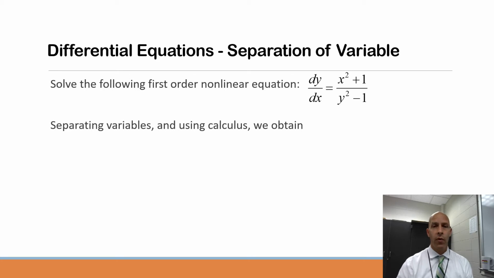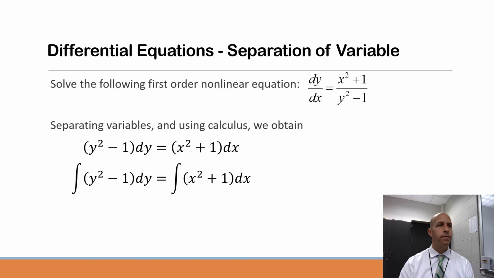The technique that we've been working on in the past, this is actually more review from Calc AB, is something called separation of variables. We're going to separate the variables and use calculus to obtain the solution to this differential equation. So what we want to do is basically get all the terms in y on one side of the equation and all terms in x on the other side. In this case, I've got all the y terms on the left of the equal sign and the x terms on the right by cross multiplying, if you will.